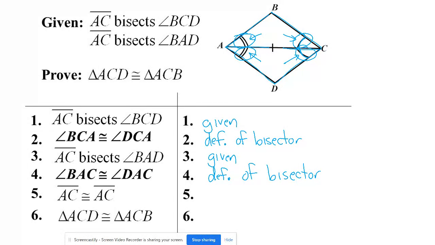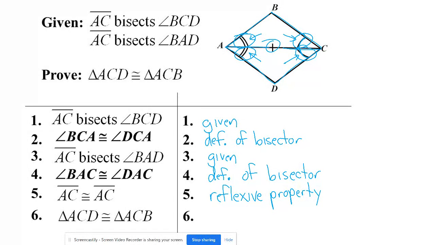It says AC is congruent to AC. AC is congruent to itself. Well, the reason for that, and this is something we've dealt with already, is reflexive property. Anything is congruent to itself according to reflexive property. All right, and now we've got a side. So now we have two angles and we have a side.